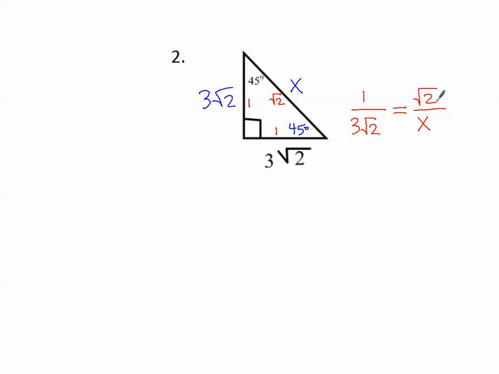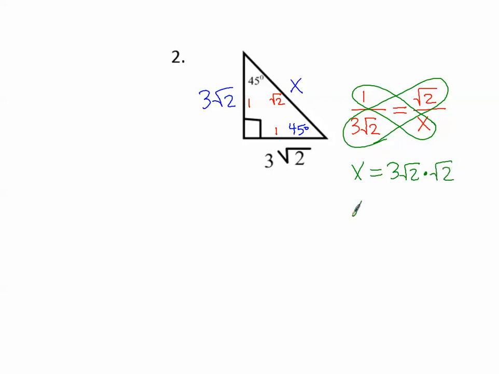How do we solve a proportion? That's right, cross multiply. So 1 times x is x, 3 square root of 2 times square root of 2. What does that look like? 3 square root of 2 times 2 is 4. And what is the square root of 4? 2. Another way to think about that is square root of 2 times square root of 2 is just 2. And then 3 times 2 is 6. So that missing side up here is 6.